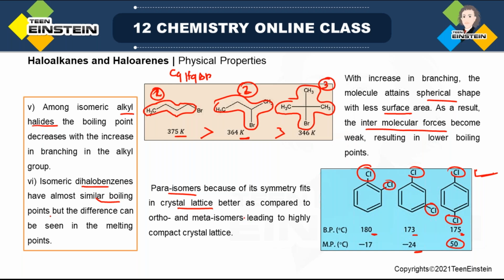So the para isomer, because of its symmetry, fits in the crystal lattice better as compared to the ortho and meta isomers. And this leads to a very compact crystal structure, and to break this compact crystal structure we have to provide very high energy, and that is why the melting point value, if you look at it, is highly different from these two. It is not just positive, but compared to these the value is itself very high. Okay, so this 5th point and 6th point are both related to isomeric structures, but the first one is for aliphatic and the second one is for aromatic.